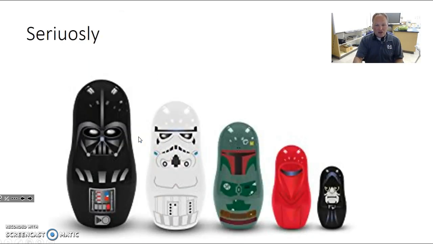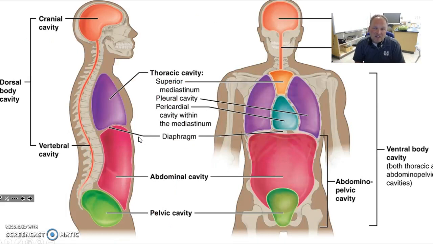Now let's do those nesting dolls, which means they've got to pop out and pop out and pop out. And these are the cavities found within. Once again, this looks pretty scary and daunting, but you're going to be okay. Here's my diaphragm right here. What we're focusing on is the purple, the turquoise, and the orange.